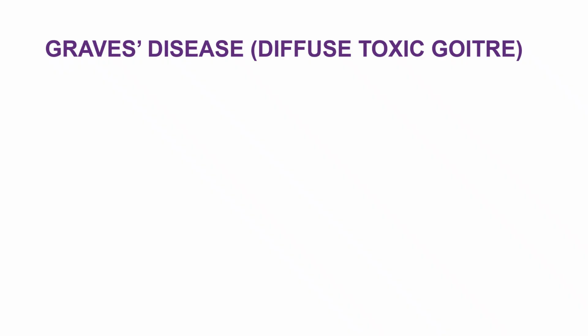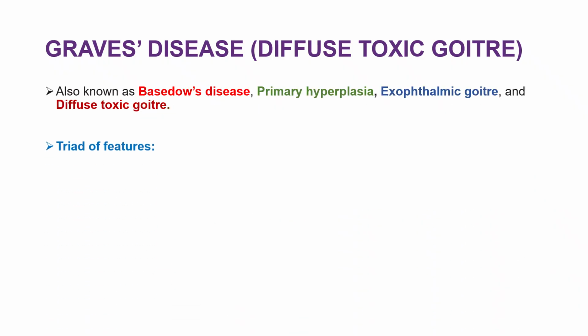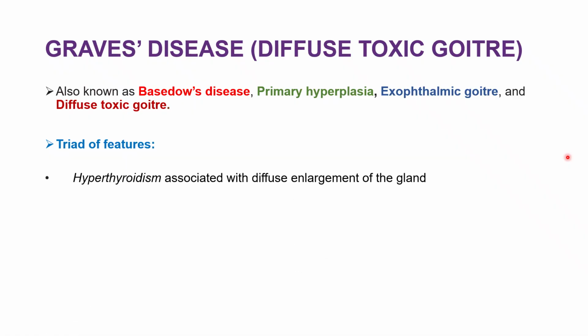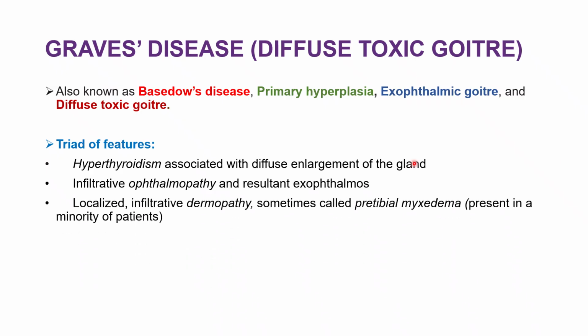Now let us begin with the point of discussion, that is Graves' disease. It is also known as Basedow's disease, primary hyperplasia, exophthalmic goiter, and diffuse toxic goiter. There are triad of features: hyperthyroidism associated with diffuse enlargement of the gland, infiltrative ophthalmopathy, and localized infiltrative dermopathy, sometimes called pretibial myxedema, present in minority of patients.